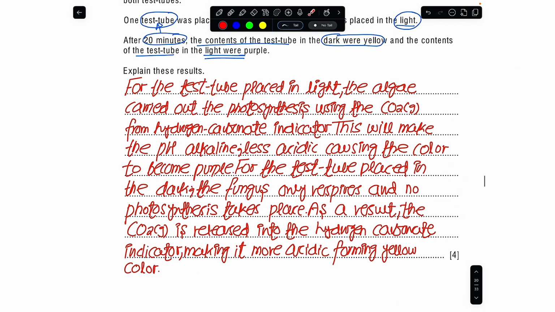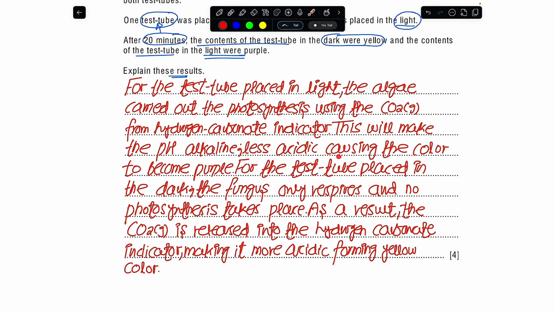For the 4 marks, they want you to explain these results. I have said so. Let us just look at how you are required to write it. If a question like this appears in your final exam in the upcoming year, we would say that for the test tube which was placed in light, the algae carried out photosynthesis. And for that they used up the carbon dioxide which was available from the hydrogen carbonate indicator. And this would make the pH either alkaline or less acidic. And that is why the color is becoming purple.